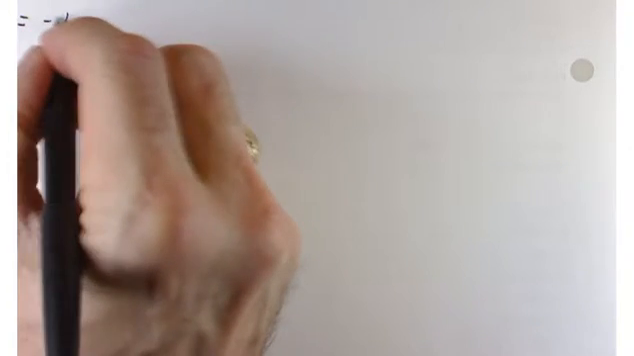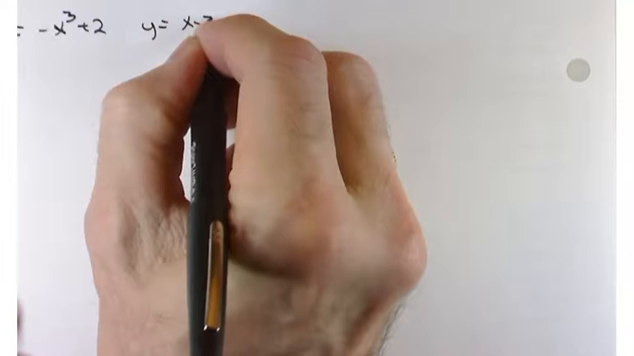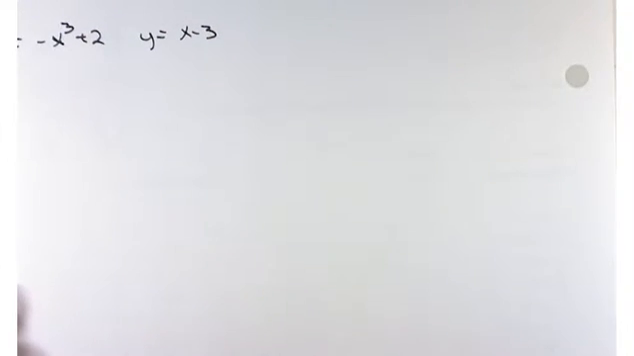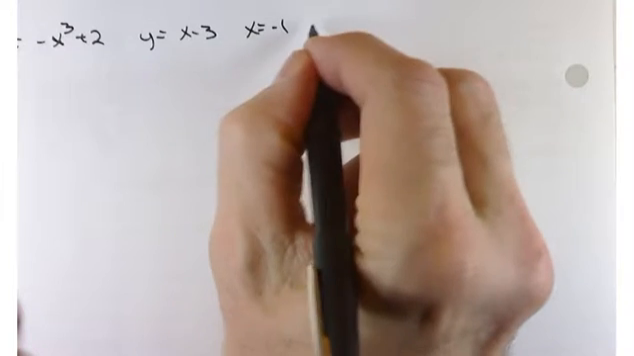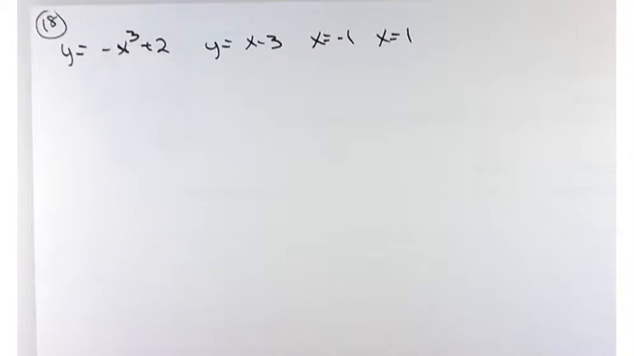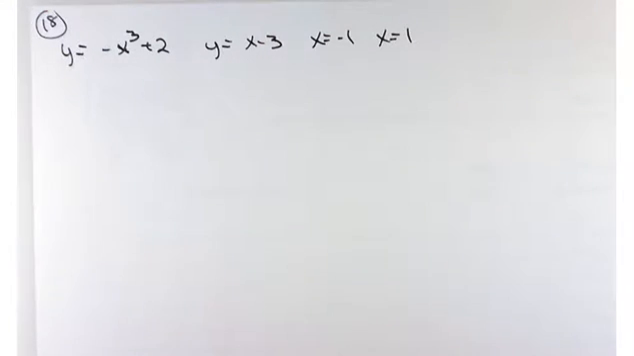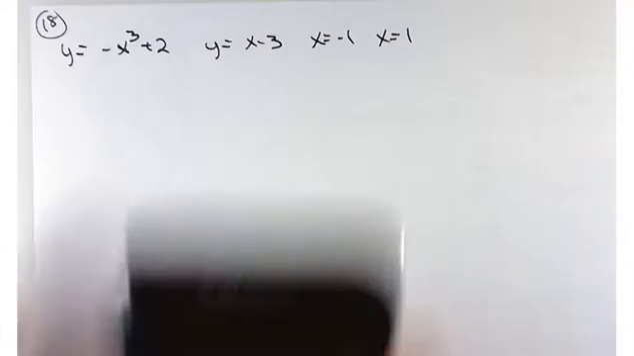Y equals negative x cubed plus 2 and y equals x minus 3 between x equal negative 1 and 1. So this is problem number 18. Well, there's one challenge we face immediately, right? What's that? Yeah, we don't have the graph, right? So, you know, a couple ways to do this, but I would suggest that we use technology, right? Why not? So let's go to our graphing calculators.